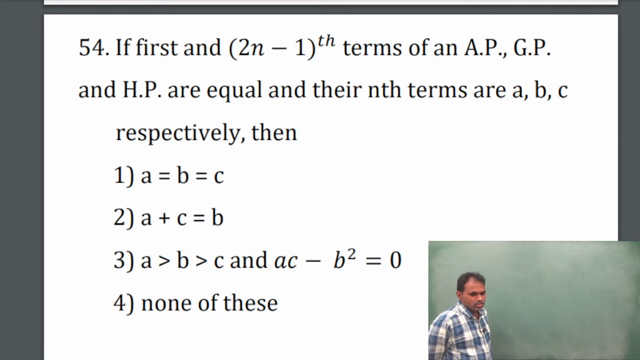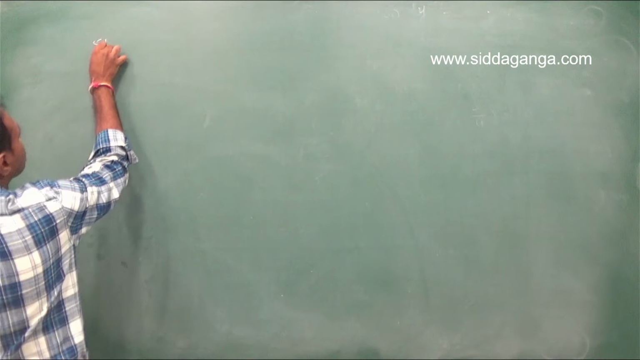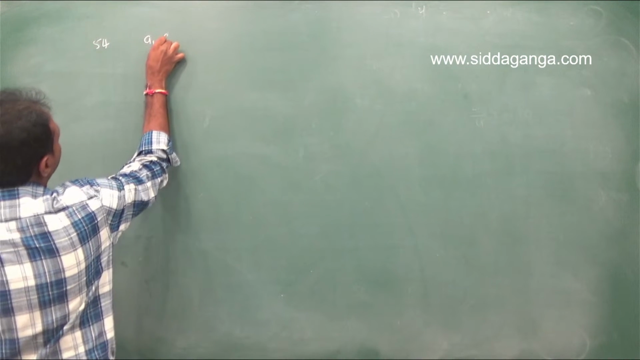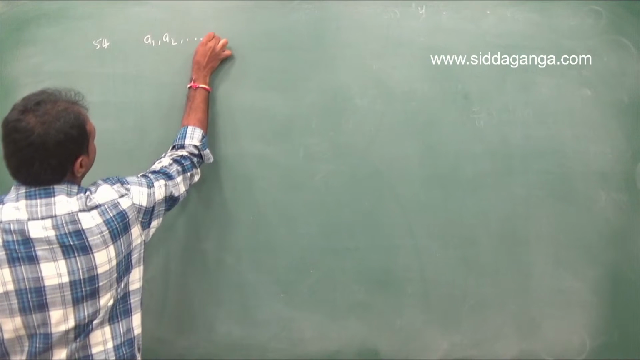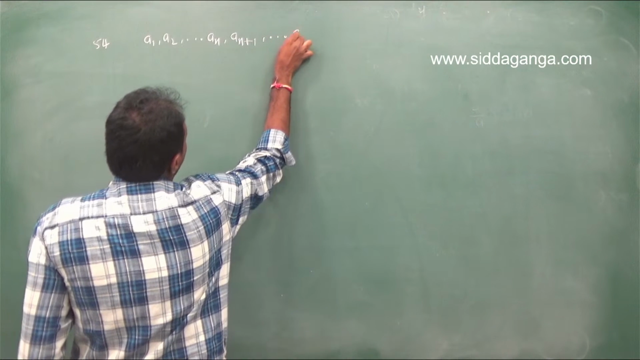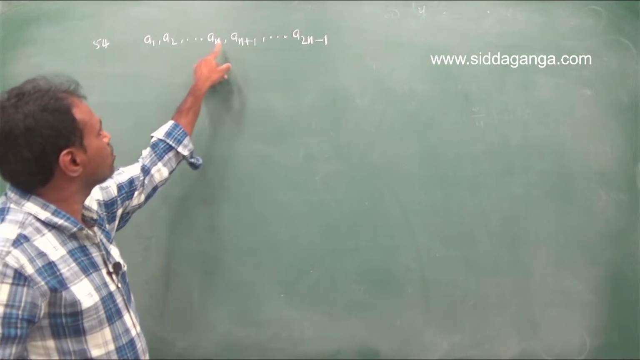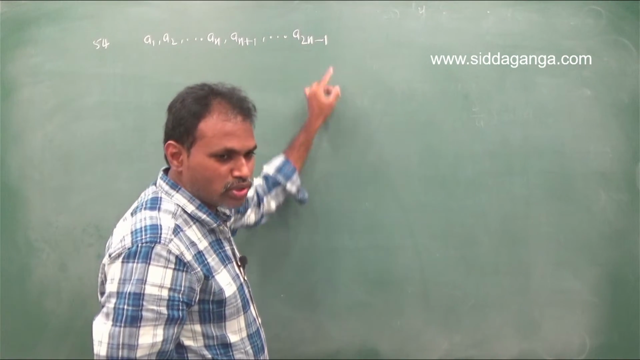If the first and (2n minus 1)th terms of an AP, GP and HP are equal and their nth terms are a, b, c respectively, then... Consider the first and (2n minus 1)th terms. The first term is A1, the second term is A2, up to An, An plus 1, up to A(2n minus 1).